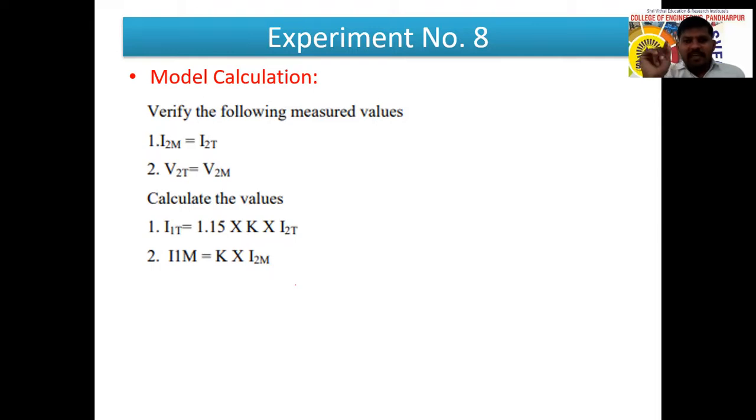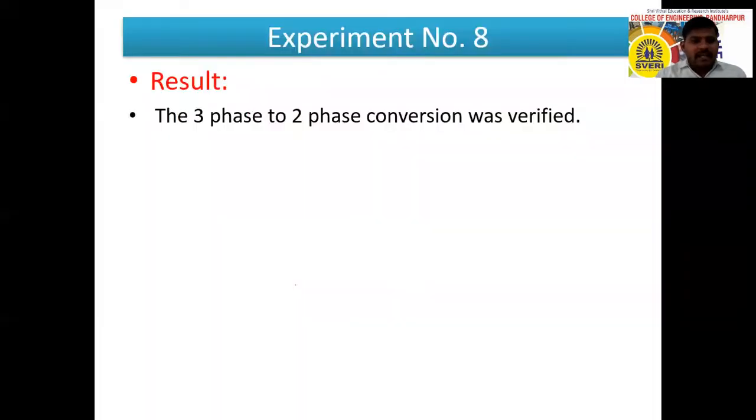Both transformers of the same kVA rating are taken. So V2 divided by V1 is equal to K. For that, all of you take a 1 kVA rating transformer, that is, the value of K is equal to 1. So this is the model calculation, and after that the result: the 3-phase to 2-phase conversion was verified. This is the result you want to write after performing the practical.